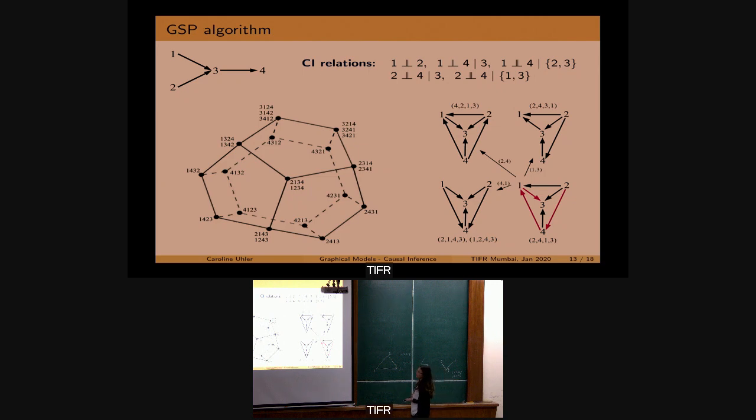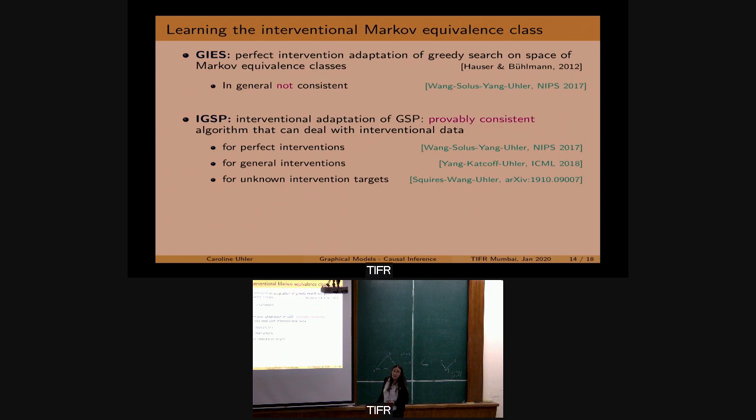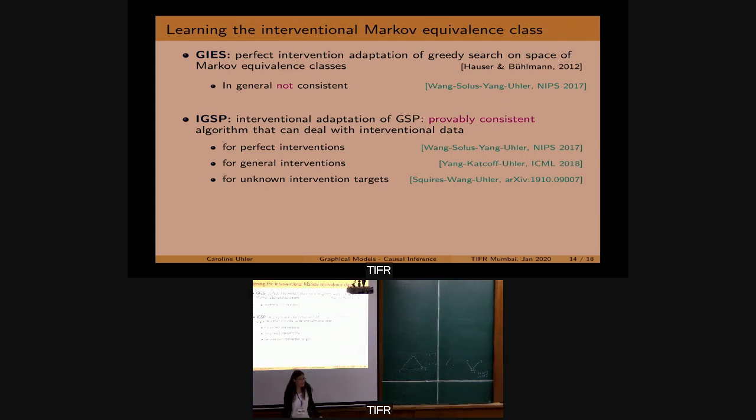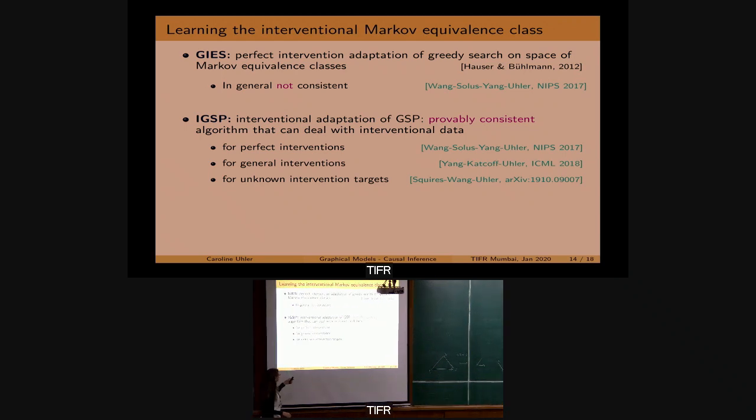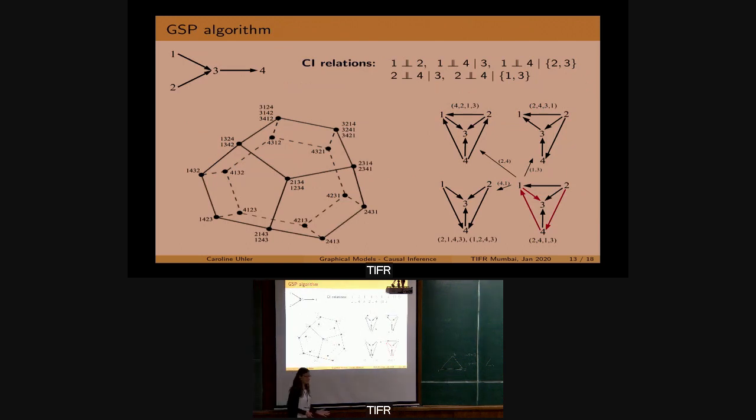Okay, so this is in the fully observational setting. So it's now just greedy search over the space of permutations. And now, in fact, this algorithm can just be made very, very simply into an interventional algorithm that is provably consistent. And so let me just go through how you would do this. Oh, sorry, perfect is the same as hard. So how would I do this for hard interventions? So let's just think about it for hard interventions, okay?